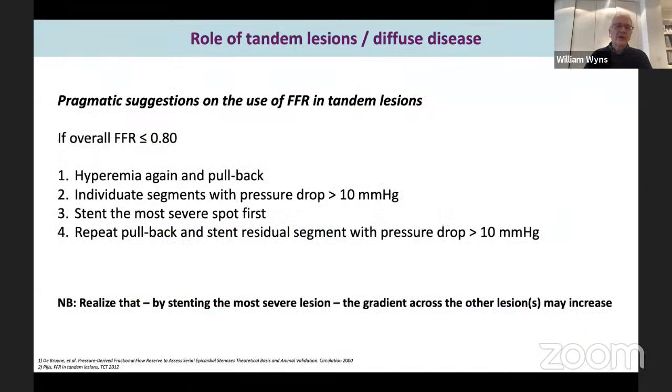So the pragmatic suggestions are, you first measure the overall because that's your target. Your target is not the stenosis. Your target is the epicardial vessel because that's what we can access. You do the hyperemia, you do the pullback, you identify all the segments with pressure drop, you stent the most severe spots first, and then you measure at the end.